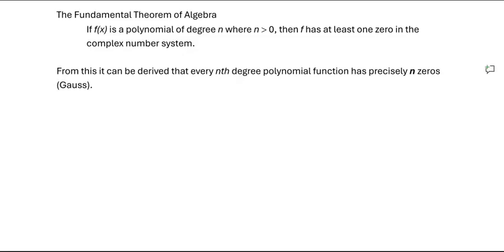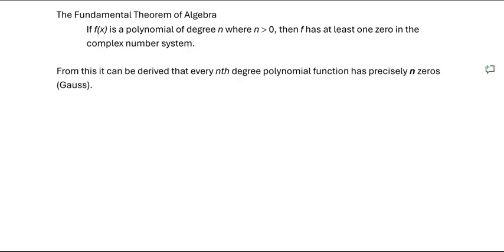But also remember that we learned that complex imaginary numbers come in conjugate pairs. So you would have a plus bi. If that was one of your zeros, then you would also have a minus bi as a zero.